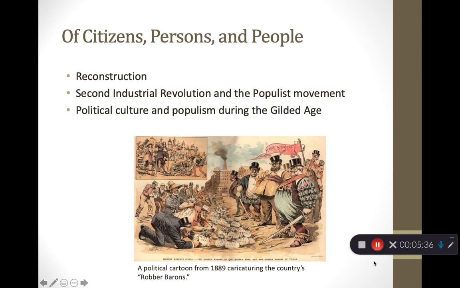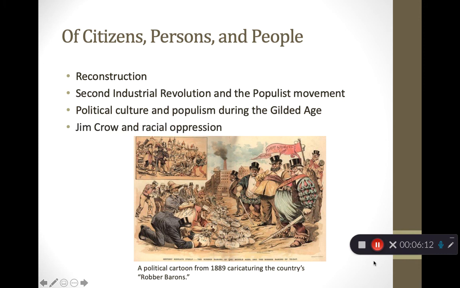But what the term gilded means is it means to coat something in gold. So, what it means is you have something that's coated in gold and it's shiny and pretty on the surface, but under that surface, it might not be quite so nice. And so that's what Twain is referring to here, and that's what this term refers to. That some things might look quite nice and shiny, but when you dig under the surface, there are a lot of social and economic problems that the country is facing during this late 19th century period.